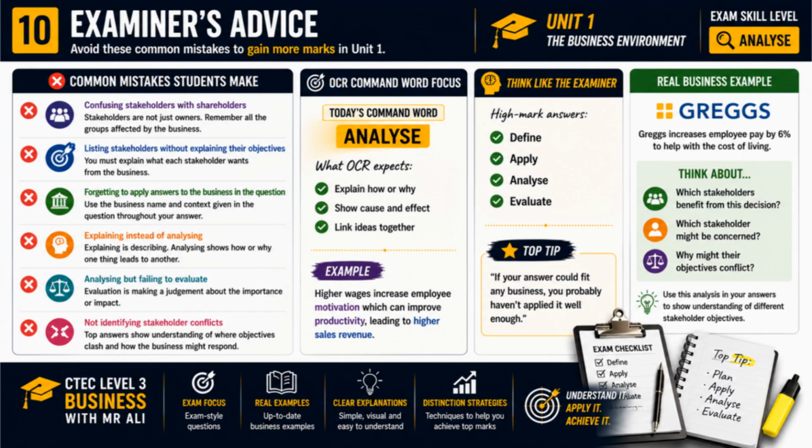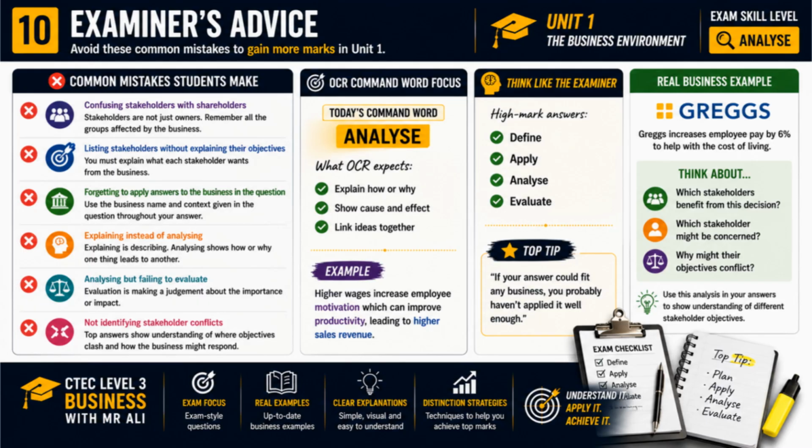And again, a real world business example for you. Greggs increases employees' pay by 6% to help with the cost of living. So, which stakeholders are going to benefit from this decision? Which stakeholders might be concerned from this decision? And why might there be objectives conflict? So why would the different stakeholder group objectives be in conflict here?